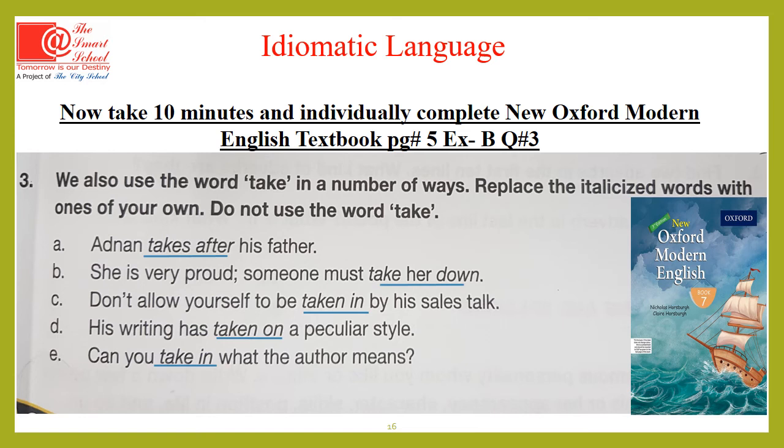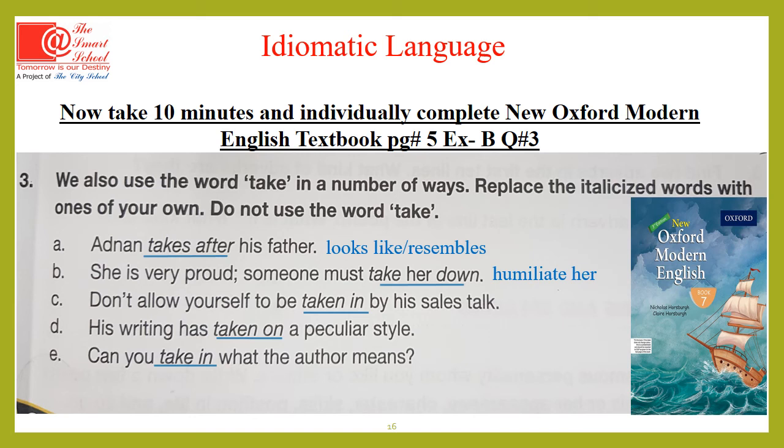Adnan takes after his father. Yes, Adnan looks like his father, or Adnan resembles his father. Well done. She's very proud. Someone must take her down. She's very proud. Someone must humiliate her. Well, take her down can be replaced with humiliate her, but humiliating someone is not something good, so don't do that.